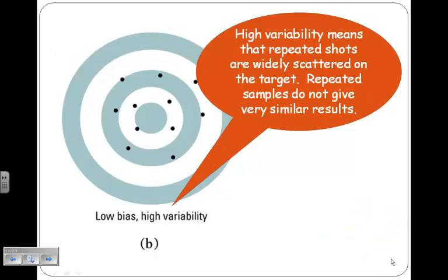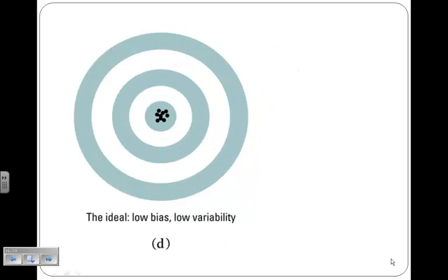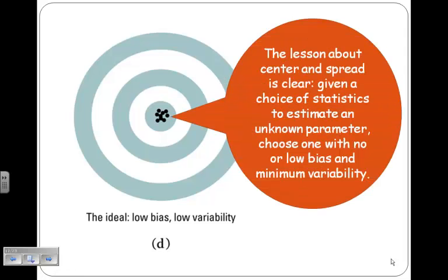Here you have an example of low bias but high variability. So low bias because all the dots are centered around the middle of the target, but they're still very spread out. Right? High variability means repeated shots are widely scattered. This is an example of both high bias and high variability. Right? So all the shots are pulled in the same direction and they're also all very spread out. And finally, this is what you want. This is the ideal. You have low bias, they're all hitting the same center of the target, and they're all very tightly grouped, and that's low variability.